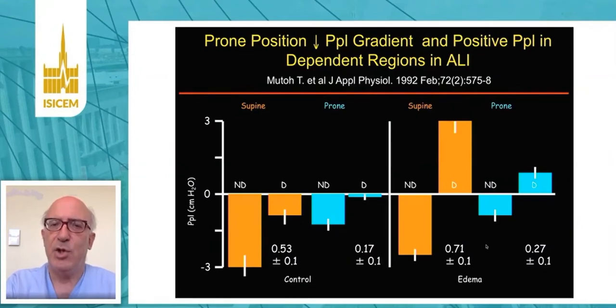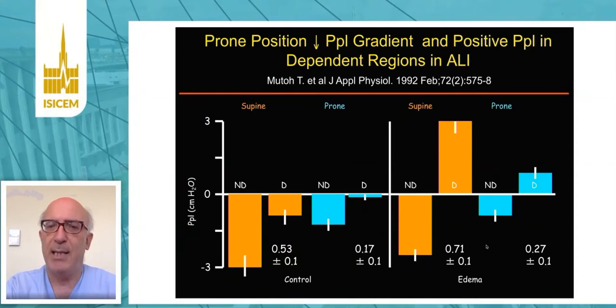These changes in aeration and perfusion are related to the changes in the regional pleural pressure from dependent to non-dependent lung regions. As you can see here, in supine position, pleural pressure is more negative in non-dependent compared to the dependent part and much more homogeneous in prone position.